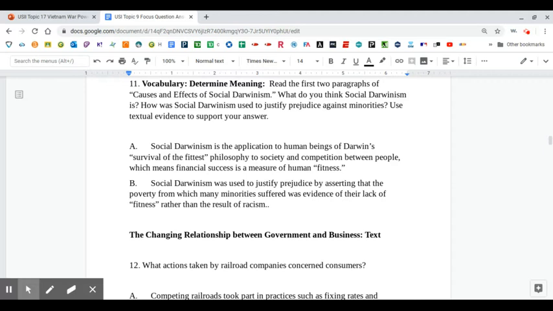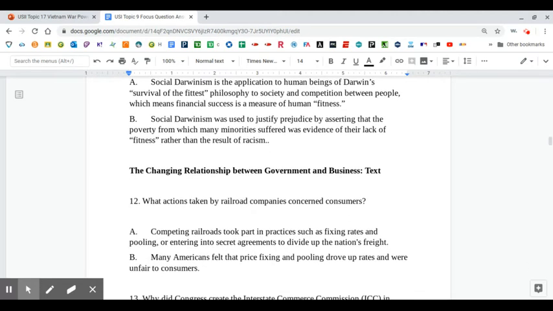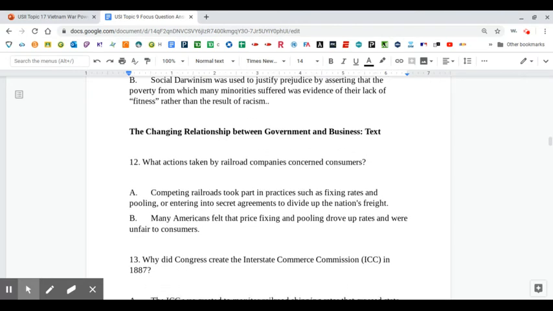Social Darwinism was used to justify prejudice in some cases as well by asserting that poverty, from which many minorities and recent immigrants in the country suffered, was evidence of their lack of fitness rather than the result of racism. So they almost use it as a mask to cover some of their racist or prejudiced philosophies.